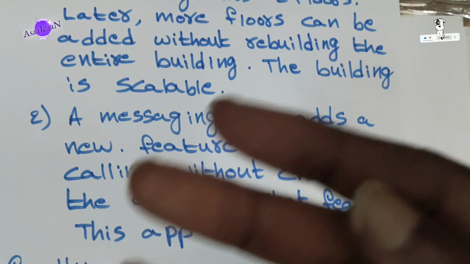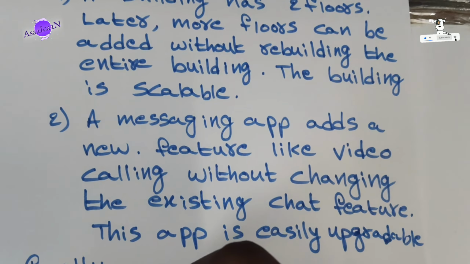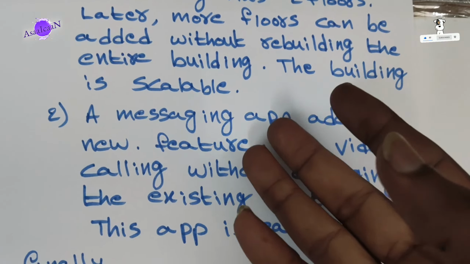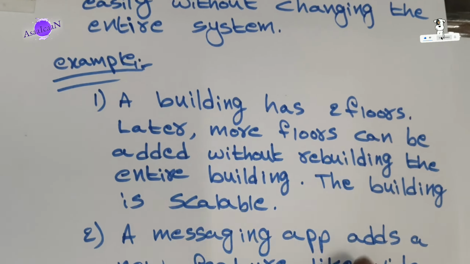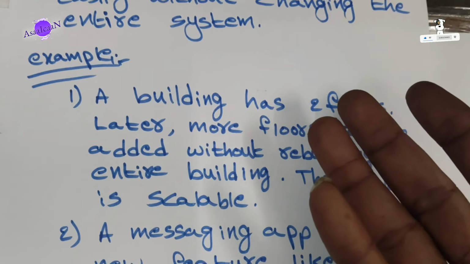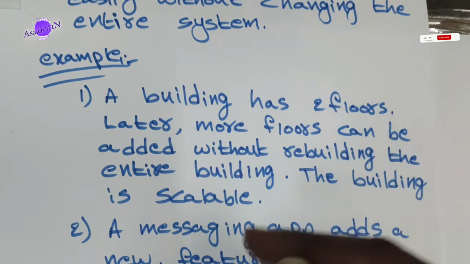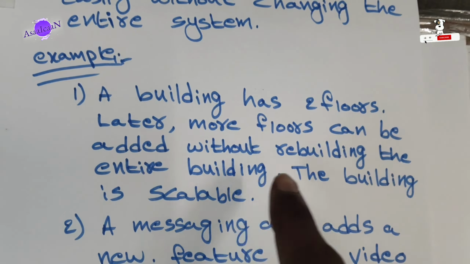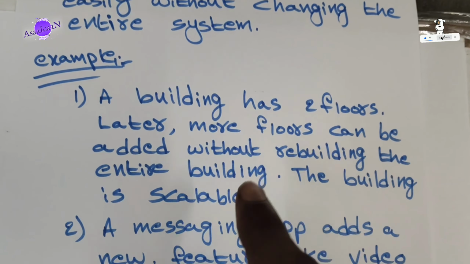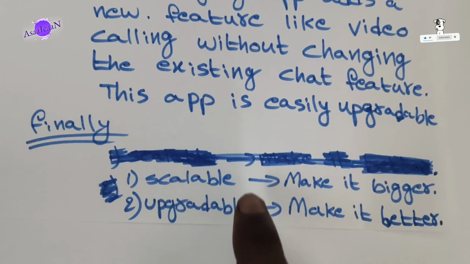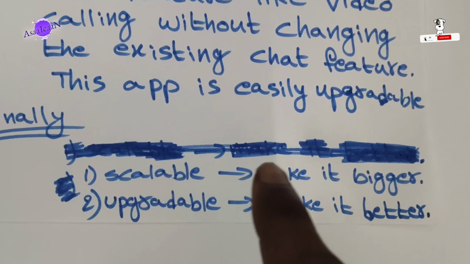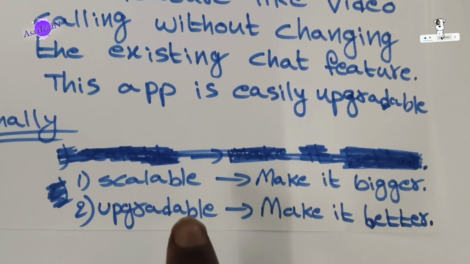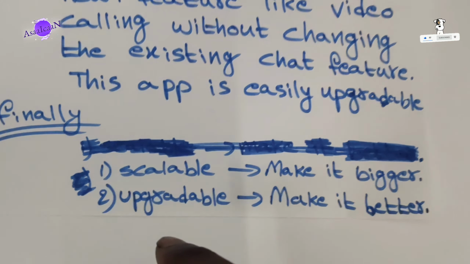So new features are coming in the app after you update. That's it. This is upgradable. Scalable means without changing the building, adding many floors. That is called scalable. Understand? Finally, scalable means make it bigger. Upgradable means make it better. So that's it.